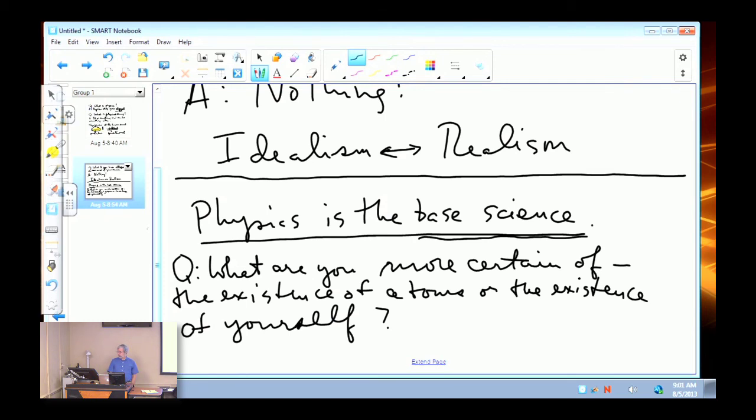Okay, so the question is, what are you more certain of? The existence of atoms or the existence of yourself? Now, you think that may be kind of a silly question. I propose to you an experiment which you can do easily. It will be especially interesting if you try this on somebody who's got an advanced degree, lots and lots of years of experience in the technical sciences, an advanced degree in physics, biology, chemistry.